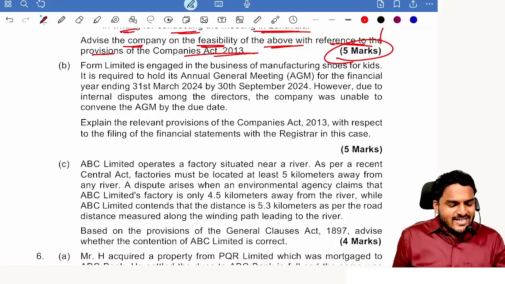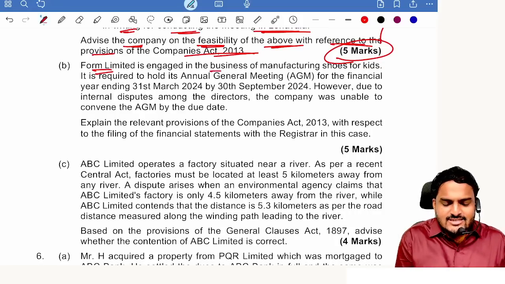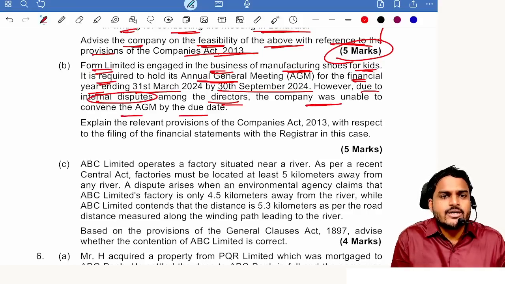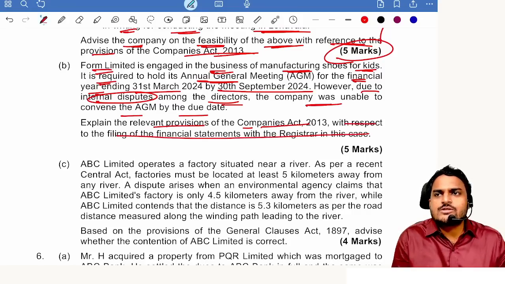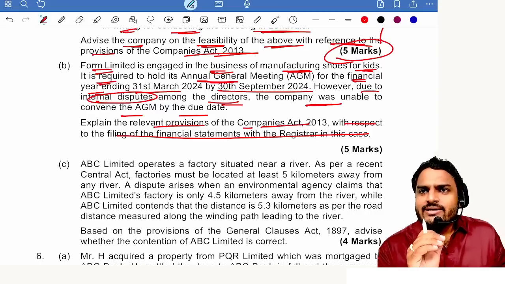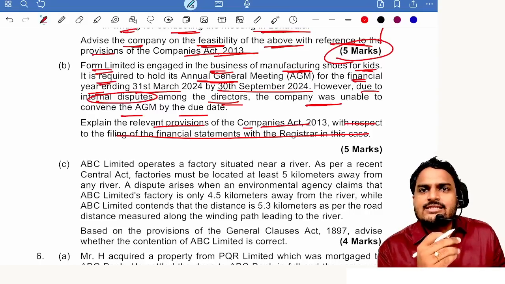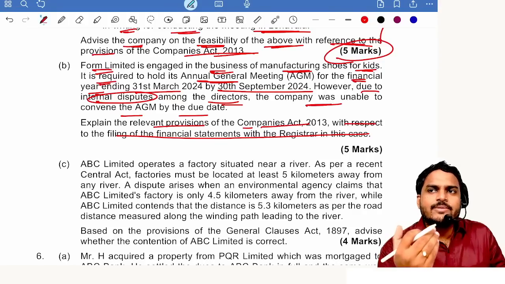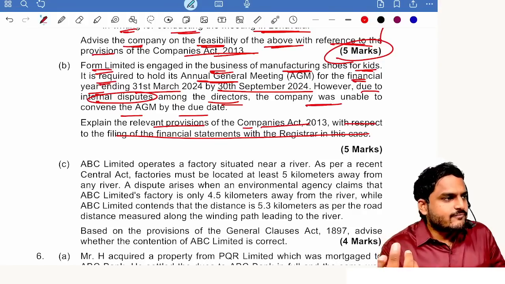Okay, next one. Farm Limited is engaged in business of manufacturing shoes for kids. It is required to hold AGM for the financial year ending 31st March 24 by 30th September 24. However, due to internal disputes among directors, company was unable to convene AGM by the due date. Explain relevant provisions of the Companies Act 2013 with respect to filing of financial statements with ROC. By due date, AGM conducted or not conducted? What is the status of financial statements, adopted or unadopted? Now file unadopted financial statements within 30 days of due date of AGM. And once financial statements are adopted in AGM, file them as adopted financial statements.